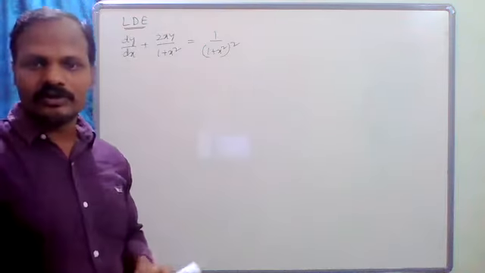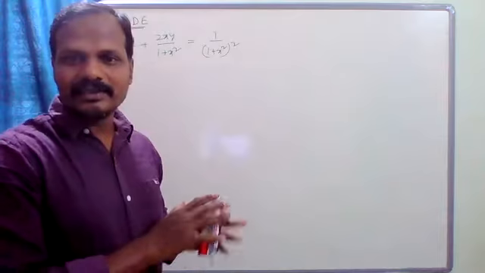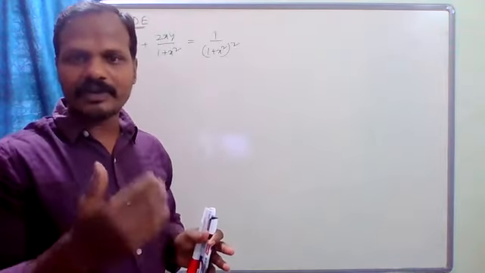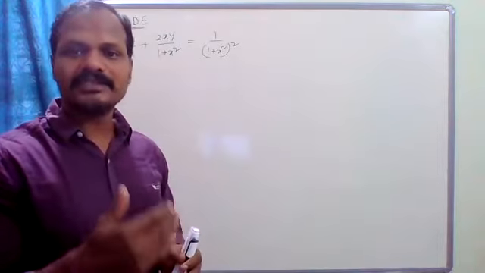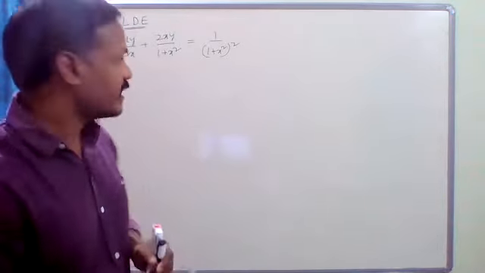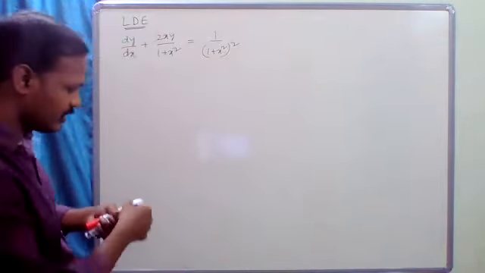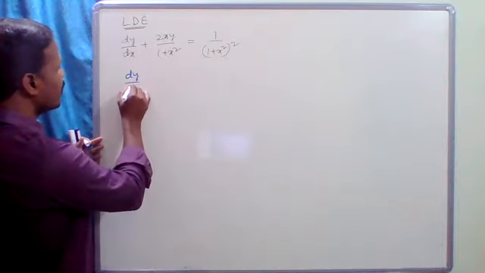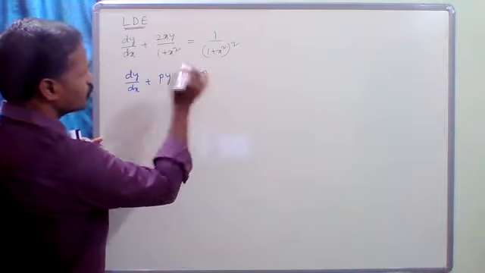Now what we have to do? First, you have to recognize which form this problem is in: dy by dx plus py equal to q, or dx by dy plus px equal to q. Here dy by dx is there, so obviously you have to compare this with dy by dx plus py equal to q.